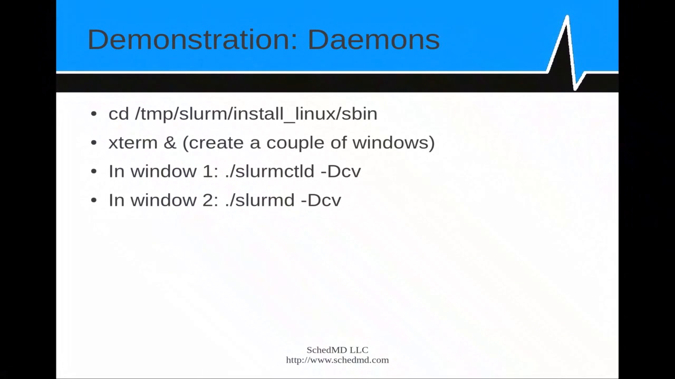Then you want to change directory to where the daemons are installed, which is the sbin subdirectory. Create a few windows and fire up the daemons. This uses the -D option, uppercase D, so they're started in the foreground. The little c means to clear out previous state, which isn't relevant when you first start, and a v to do verbose logging.